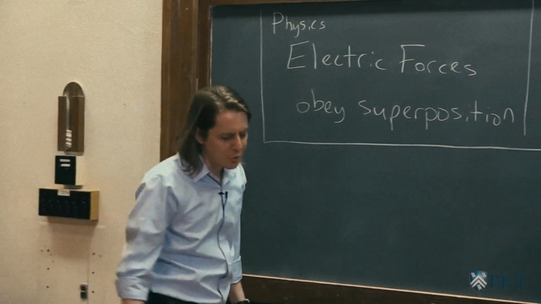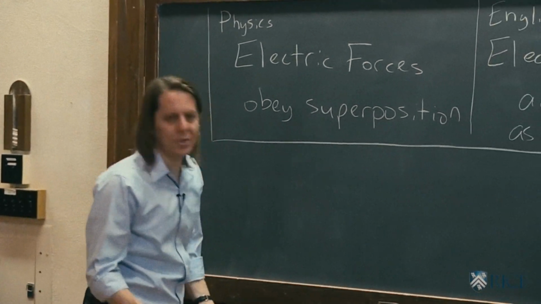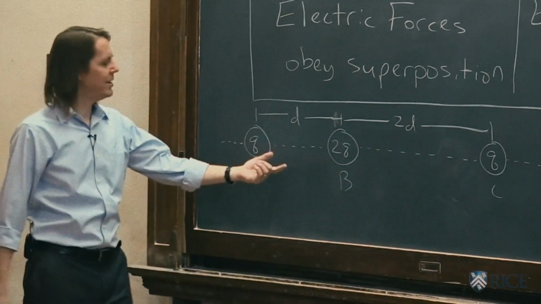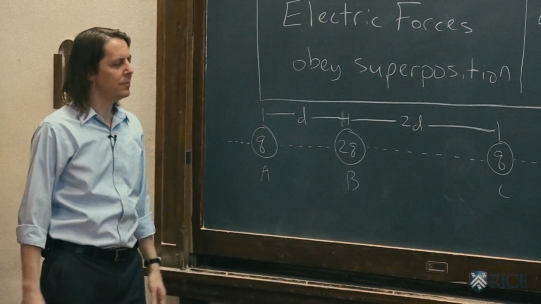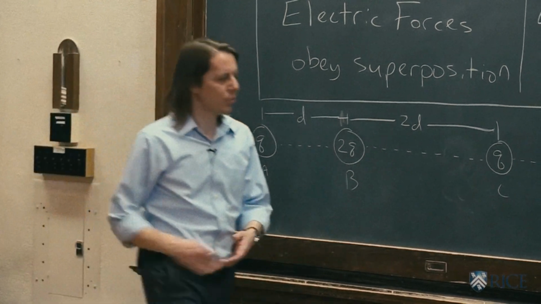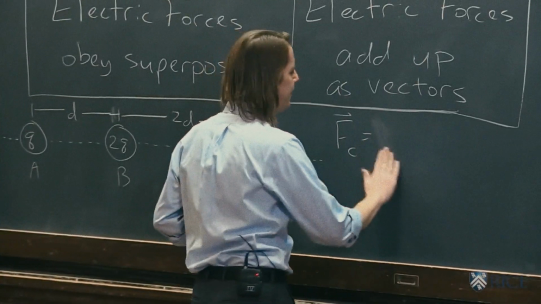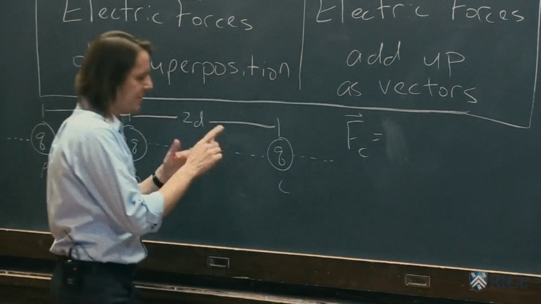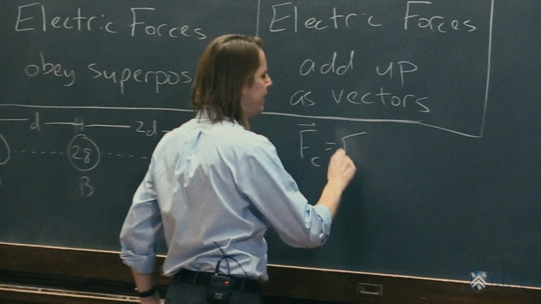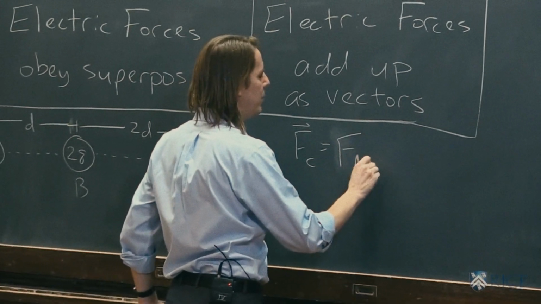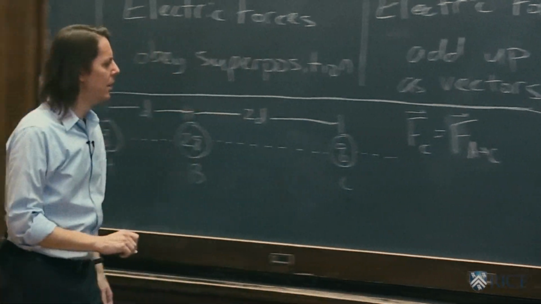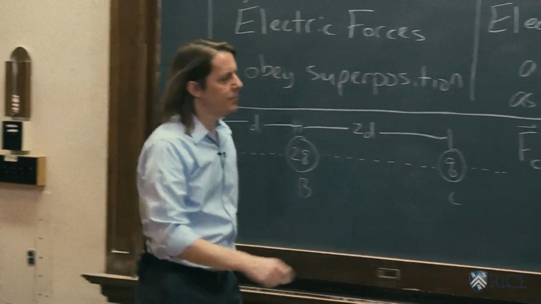So let's do a quick little problem or look at a situation, and close enough, right? So A to B is D, B to C is 2D. So if these obey superposition, we can use sort of a notation like this. We can say the total force on C is the force that A applies to C. So we can call that F_A, I'll do A with an arrow to C. That means the force that A applies to C plus the force that B applies to C.